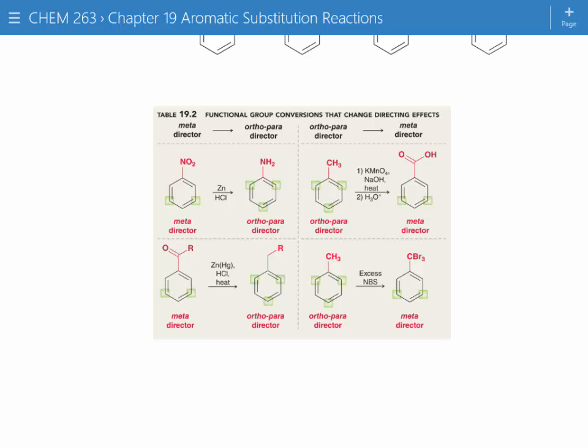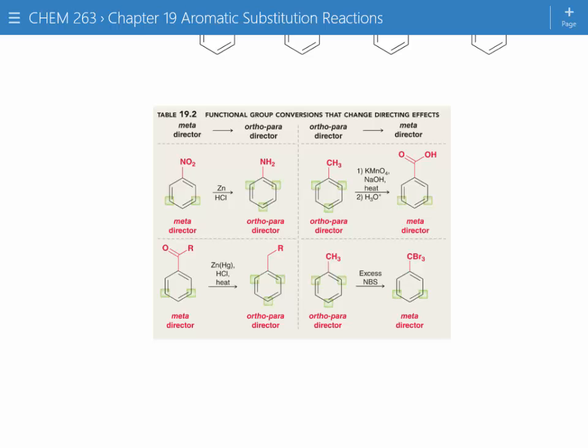The other thing that's really useful for this chapter is, let's take converting a nitro group to an aniline. A nitro group is going to be a meta director, but as soon as we reduce it to an aniline, we've changed the directing capability, right? So in this case, an aniline is going to be an ortho-para director. So if you do need to change your directing capability, you can do some of these simple reactions. Same thing with a methyl group going to a carboxylic acid. We know a methyl group is going to be an ortho-para director, but carboxylic acid is going to be a meta director. Same thing with Clemmensen reduction. You can change it from a meta director to an ortho-para director. And same thing with a methyl group going to a trihalogenated species, in this case, the tribromide.